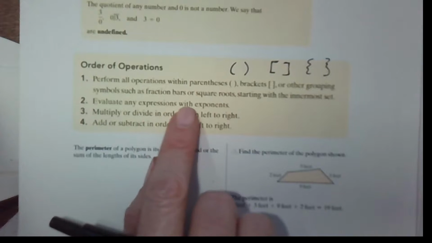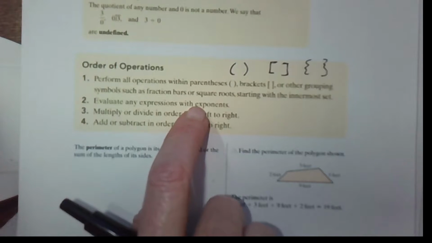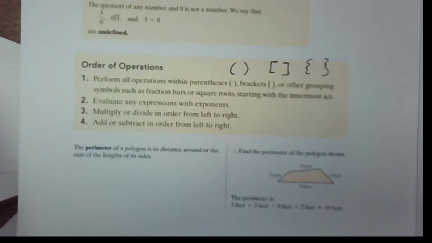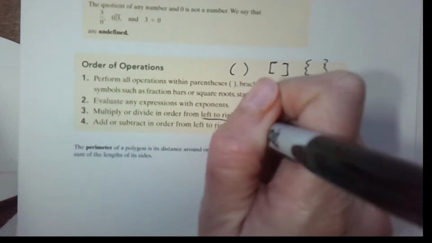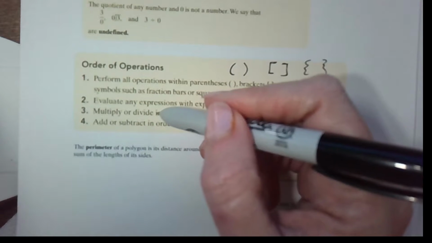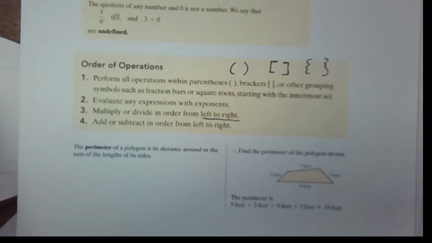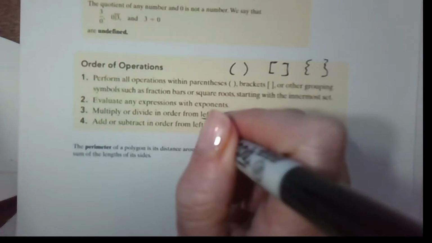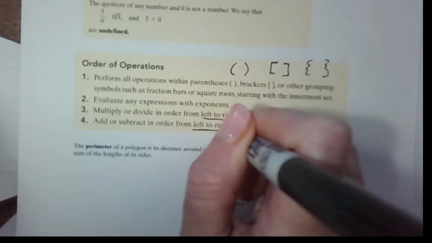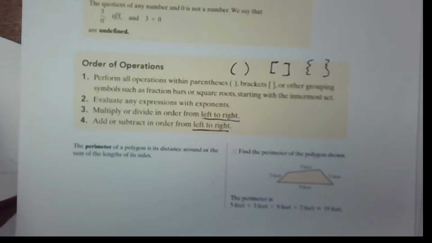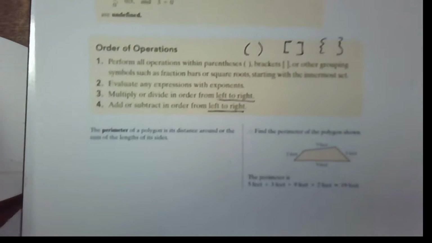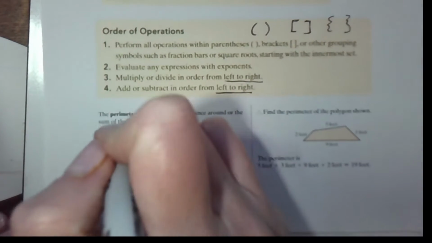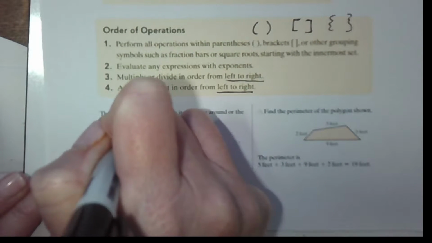Then we're going to evaluate any expressions with exponents. Then we multiply and divide. Now here's the thing though, multiplication and division are really considered to be on the same level. So it's not multiplication before division, it's left to right in the problem. Same with the last step, addition and subtraction. Addition is not before subtraction, it's how it's written in the problem. So left to right.